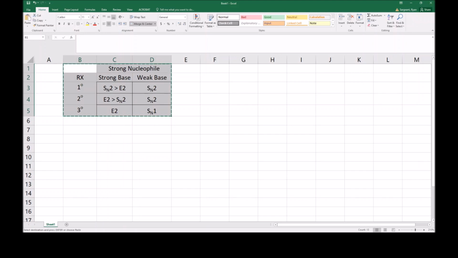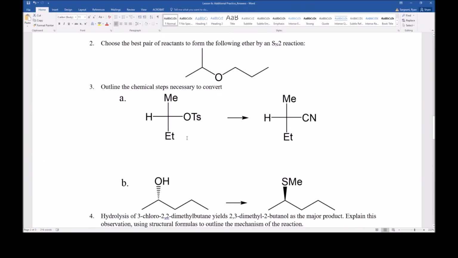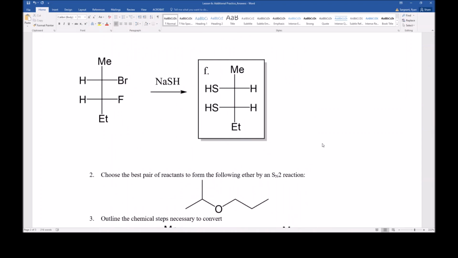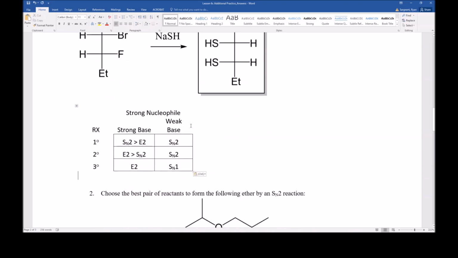But I'm going to copy this table and just dump it here at the end of question number 1 so that we appreciate what it is that all of these questions are really trying to teach you as you're looking at the examples the book is giving you.